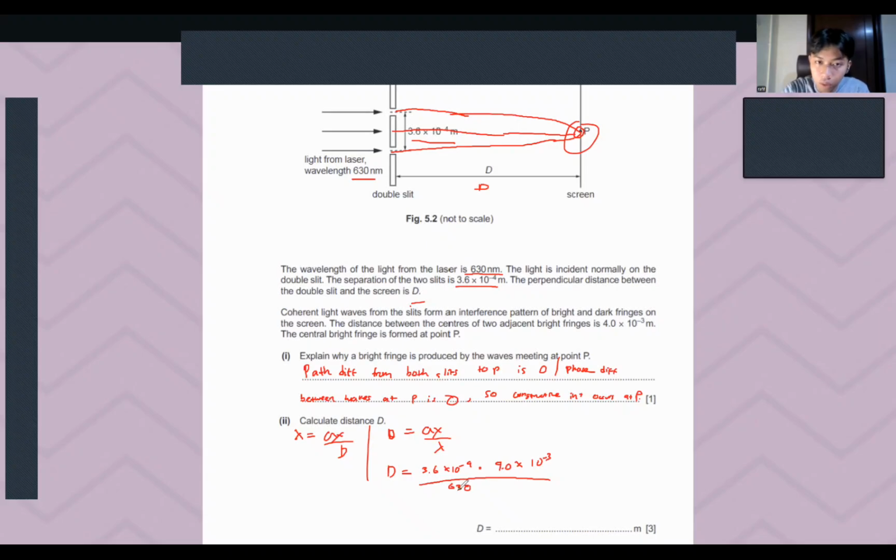But we need to keep in mind that it was in nanometers, right? So the answer should be in meters. So we need to convert it to meters by multiplying by 10 to the power of negative 9. The result is that the distance is 2.29 meters, 2.3 meters. So that is the final answer of this question.